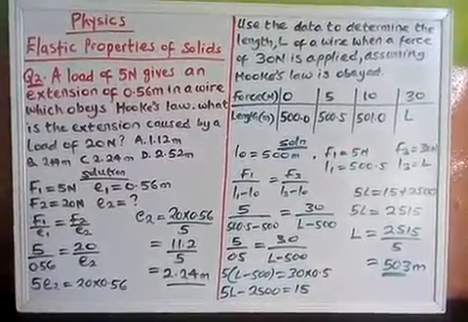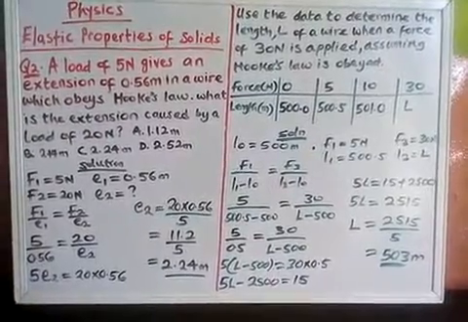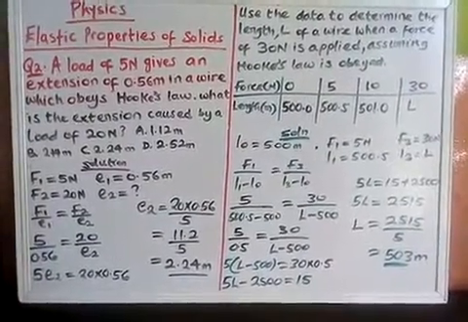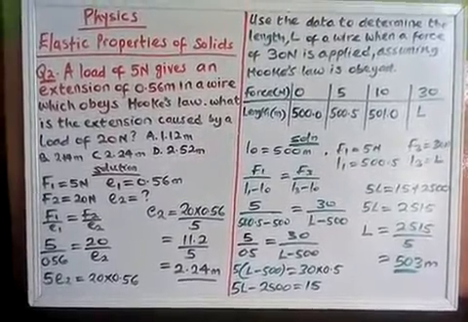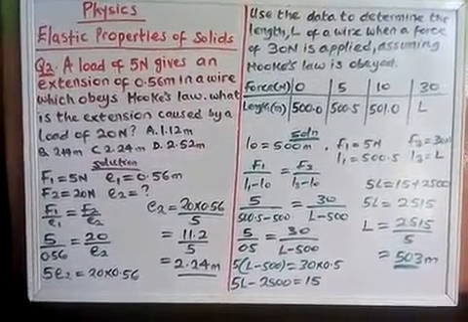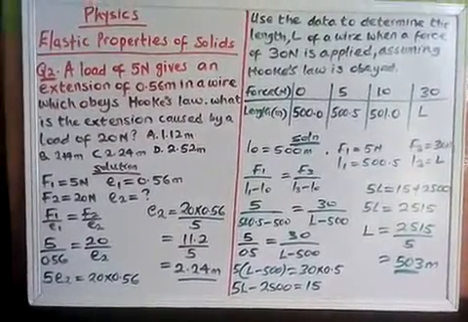Now, 2,500 will go to the other side. We have 5L equals 15 plus 2,500. When we add everything together, we have 2,515. So it means our 5L equals 2,515. We make L the subject of the formula. We have 2,515 divided by 5. When we punch the calculator, that will give us 503 meters.